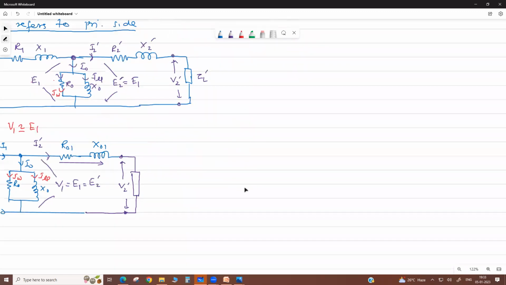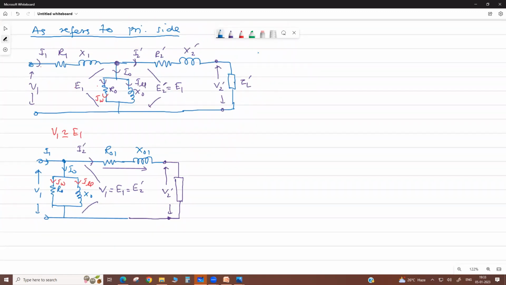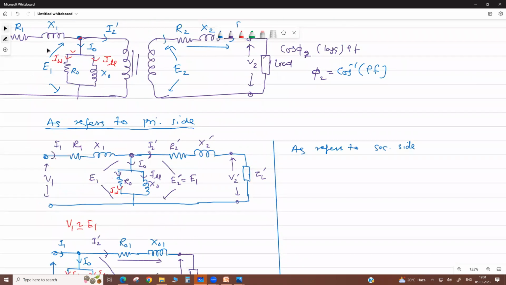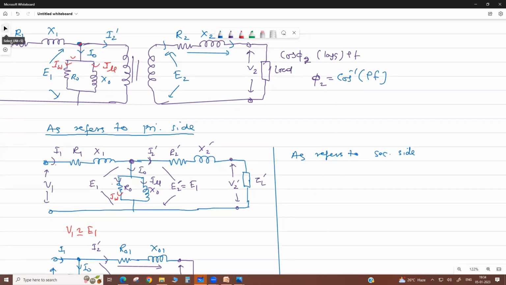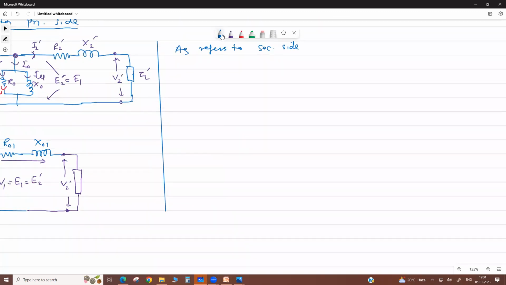Next we can make the same circuit as referred to the secondary side, the load side, just as this was referred to the primary side. Now, as referred to the secondary side, my dear, these parameters are shifted to the secondary side. In this condition, this is your R1, X1, then this is the magnetizing branch.